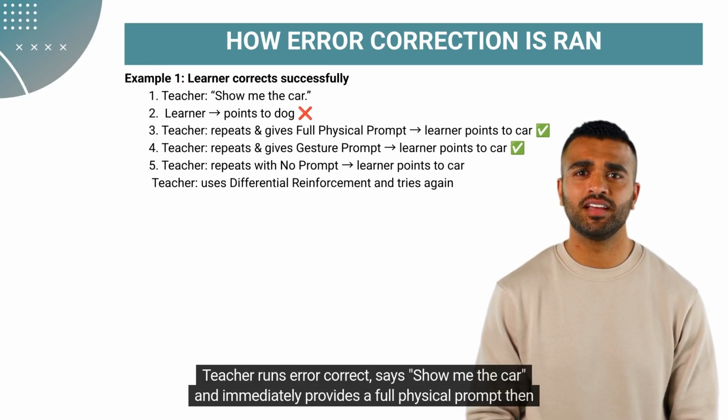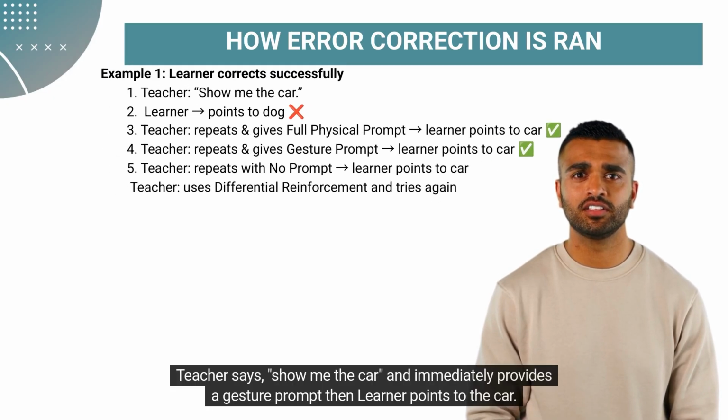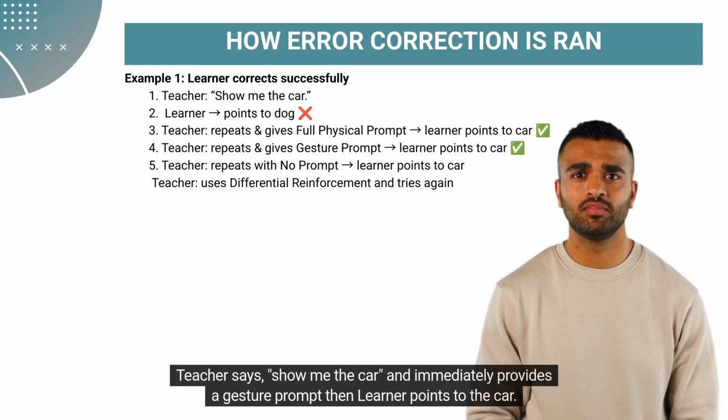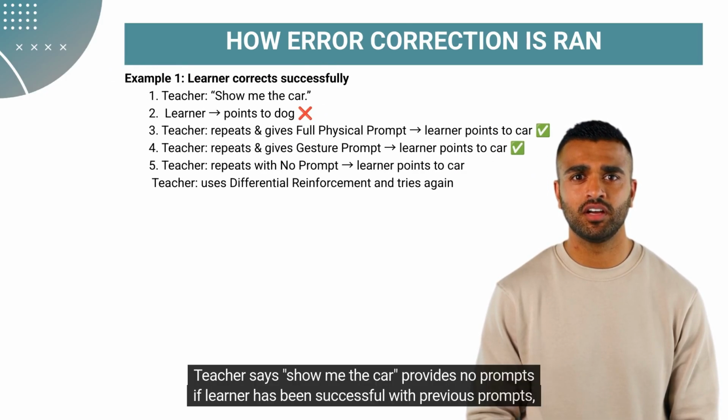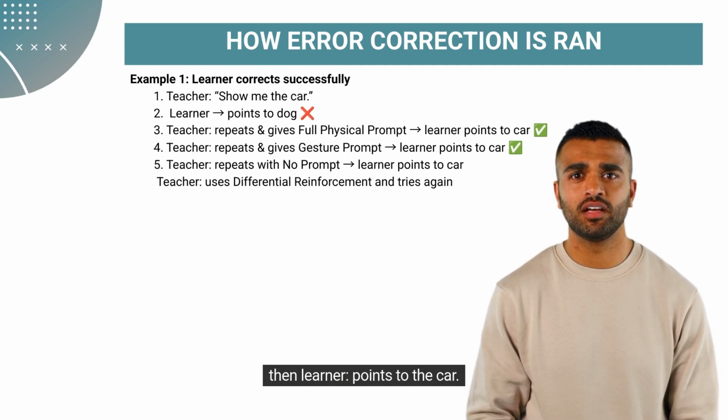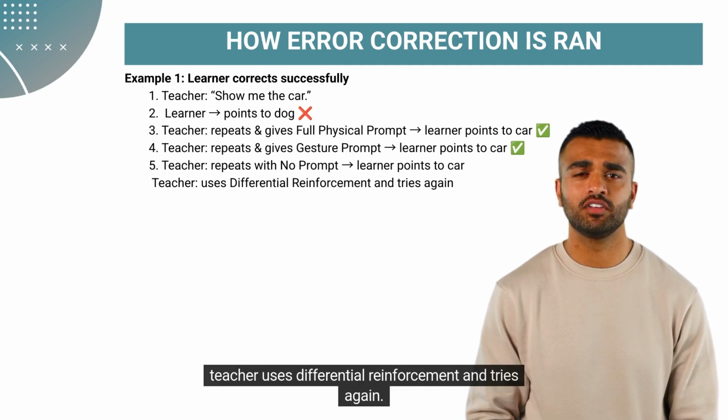The teacher runs error correction, says, "Show me the car," and immediately provides a full physical prompt, then the learner points to the car. The teacher says, "Show me the car," and immediately provides a gesture prompt, then the learner points to the car. The teacher says, "Show me the car," provides no prompts if the learner has been successful with previous prompts, then the learner points to the car. The teacher uses differential reinforcement and tries again.